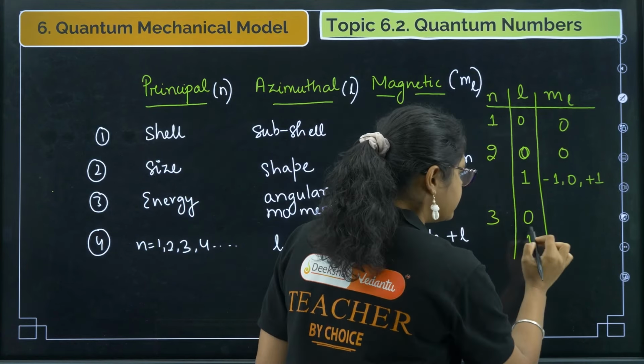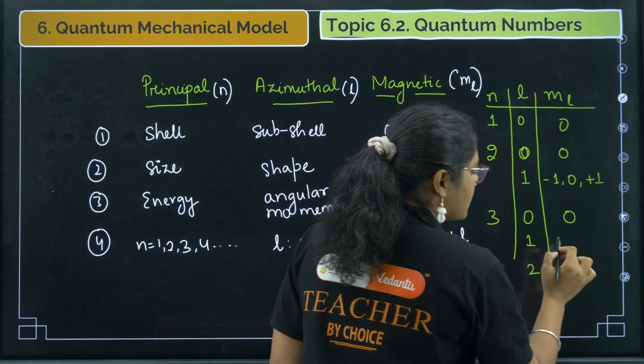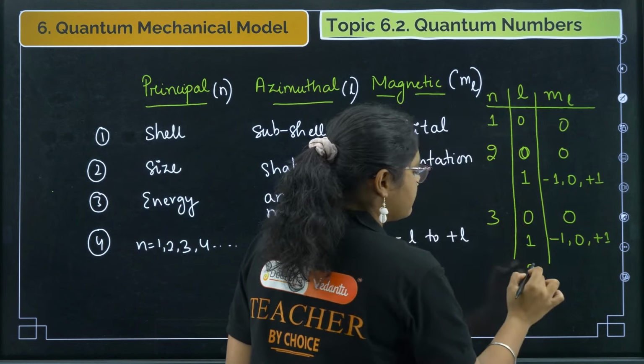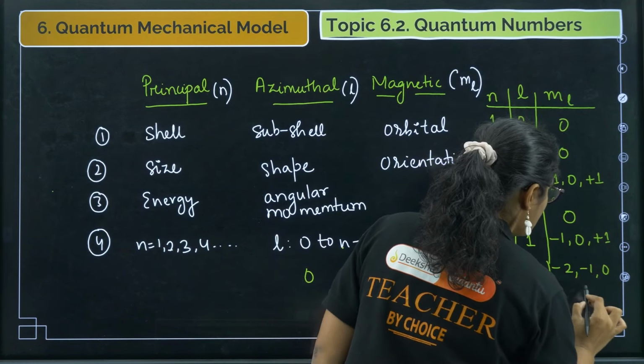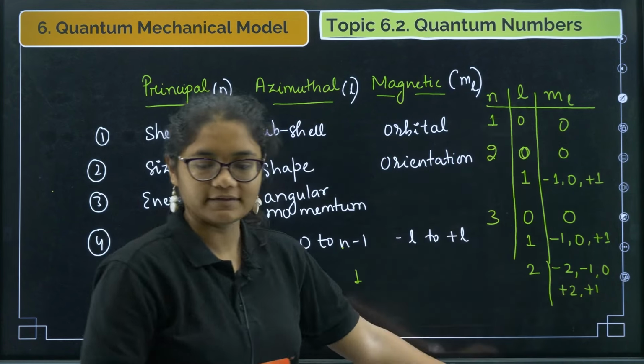So for L value 0, the ML value will definitely be 0. For L value 1, the ML value will be minus 1, 0 and plus 1. And for L value 2, the ML values will be minus 2, minus 1, 0, plus 1 and plus 2, right? Like this we can see.